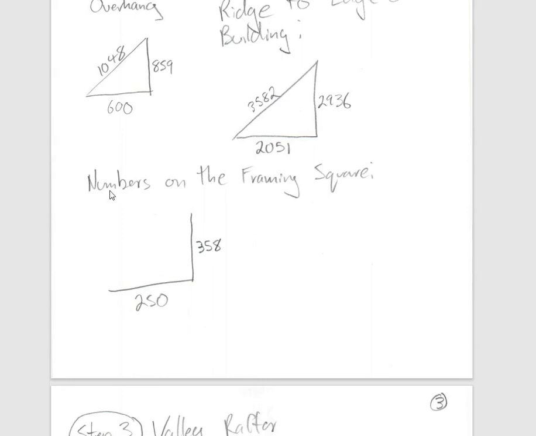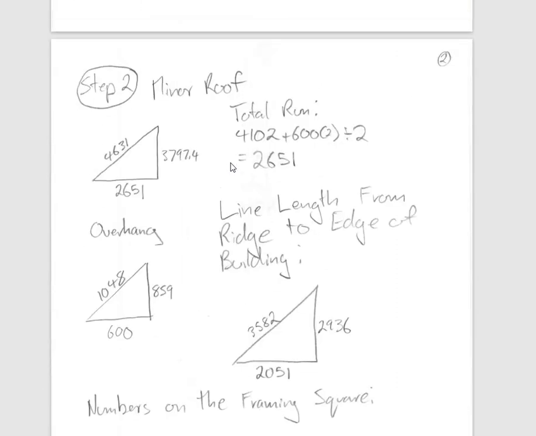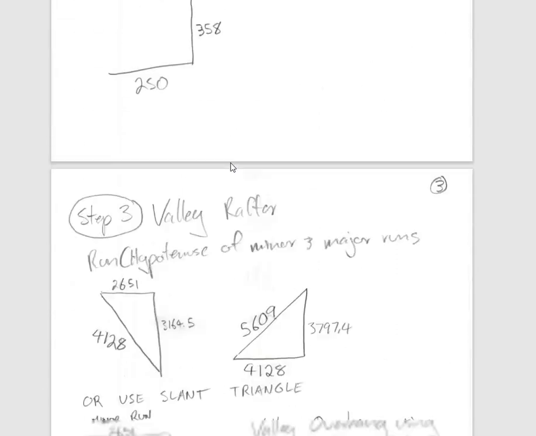And the numbers on the framing square is good to get at this point as well because it's the same calculation. So we're going to keep it consistent and use 250 on the body of the framing square. So the blade of the framing square will be 358 as we proportion it off against our triangle. Okay, so now we have all the information we need for minor and major. Let's get to the valley.